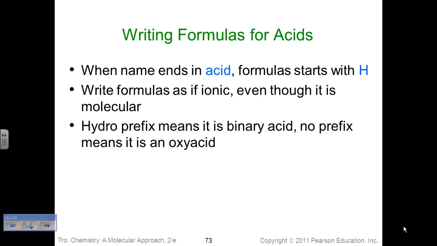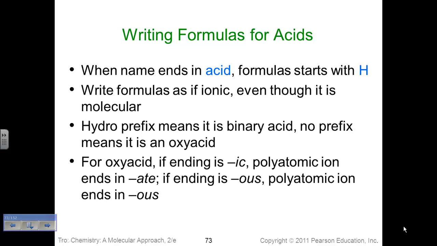If you hear the prefix hydro, you know it's binary, no oxygen involved. And remember, not hearing the prefix hydro is just as informative, as it lets you know polyatomic ions are involved. Not hearing the prefix hydro lets you know it's an oxyacid, and we look up the last name on the polyatomic ion chart. If you hear ic, you know the polyatomic ion must have originally ended with ate. And if you hear the ending ous, then you know the original ending must have been ite, I-T-E.